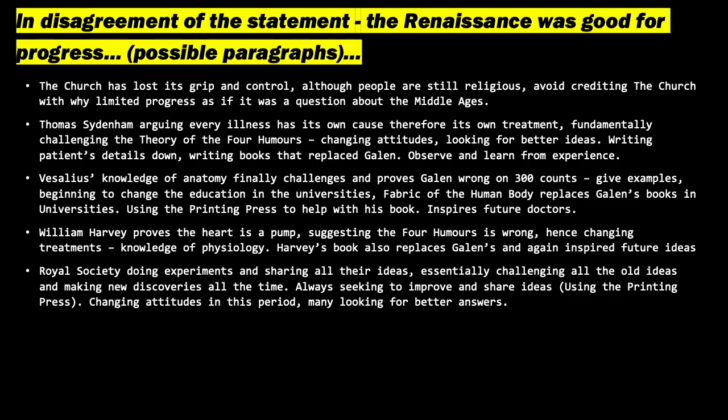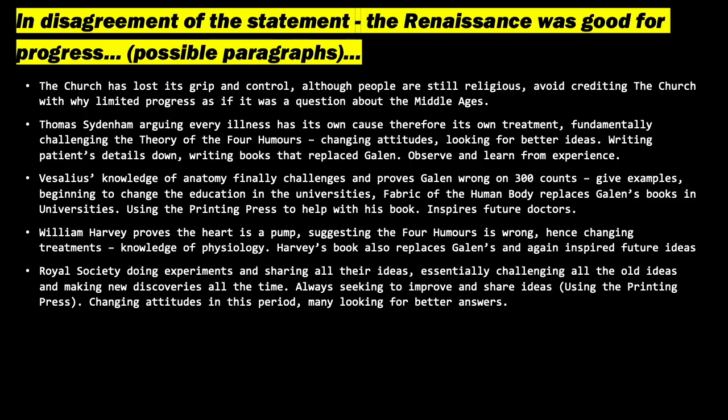And then finally, I might choose a paragraph on the Royal Society. You know, they do experiments, they share their ideas with everybody, they print leaflets, they end up in the taverns, the pubs, people are talking, that improves literacy, essentially challenging all these old ideas and making new discoveries all the time. Some really random experiments, maybe like a blood transfusion from an animal to a human. They found animalcules using their microscope that they invented. And of course, they had the support of the king, hence the name Royal Society, which gave them some legitimacy, I suppose. And they're sharing their ideas with the printing press.